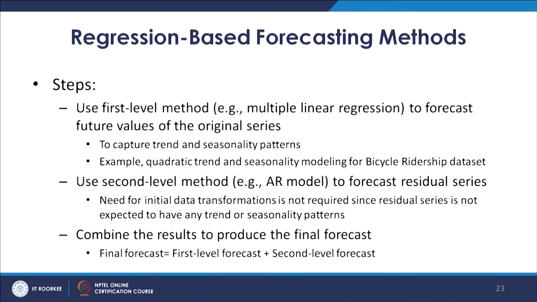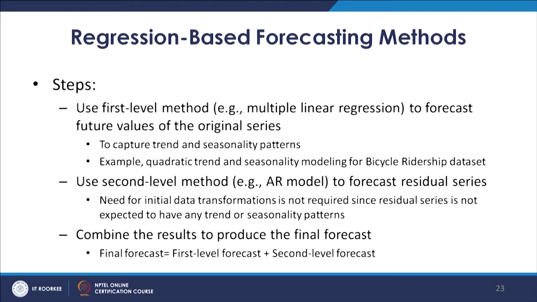So, what are the steps? We use a first level method, multiple linear regression, to forecast future values of the original series. The main idea is to capture trend and seasonality patterns. For example, something that we have done in previous lectures: quadratic trend and seasonality modeling for the bicycle ridership data set. So, this is the one that we do in the first level method.